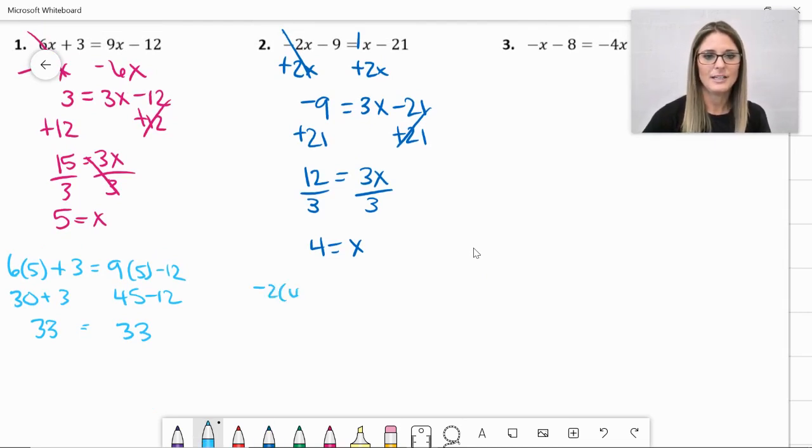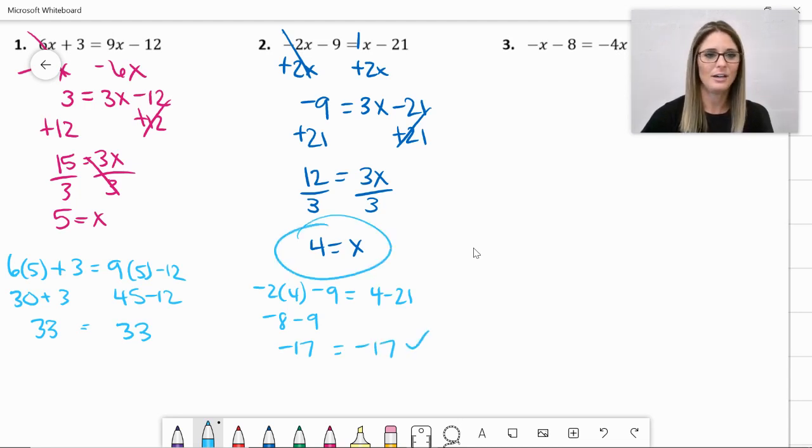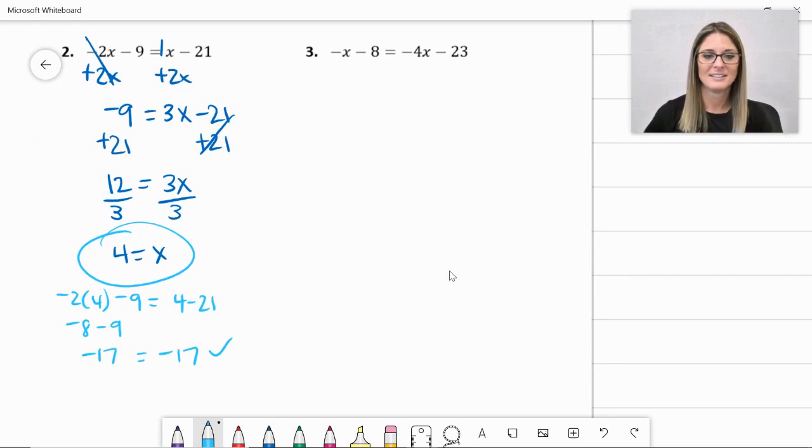Negative 2, plugging in 4 for x to check my answer. On the left side, I'll get negative 8 minus 9. That gives me negative 17. So I need the other side to equal negative 17 for this equation to be true. 4 minus 21 is negative 17. It does check out. So these were our final answers on 1 and 2. All that's left is number 3.